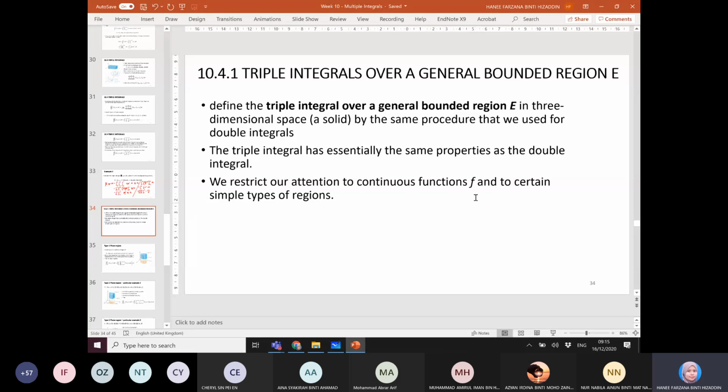Okay, we don't deal with discontinuous functions, the ones with no convergence. Those things we don't want to deal with for now.